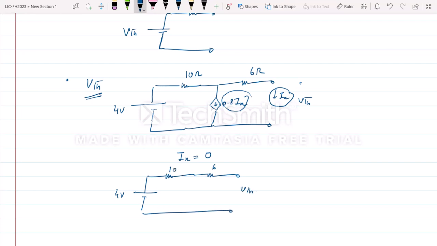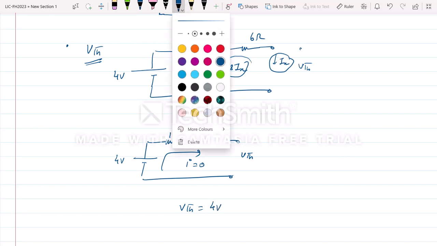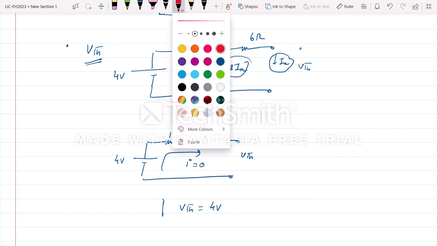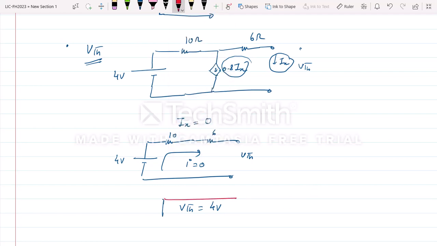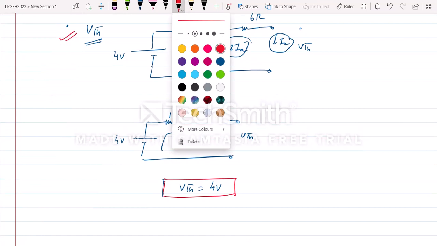Now this is VTH, this voltage. When this is open, there is no current flowing here. The current is 0. And when the current is 0, can I write that VTH is 4 volts directly? Because the current is 0. We have seen first that Ix is 0, and when Ix is 0, the 0.8 Ix source contributes nothing, and thus VTH is 4 volts. Right? So this is done. VTH is 4 volts. Now let us start with the next step, that is ISC.